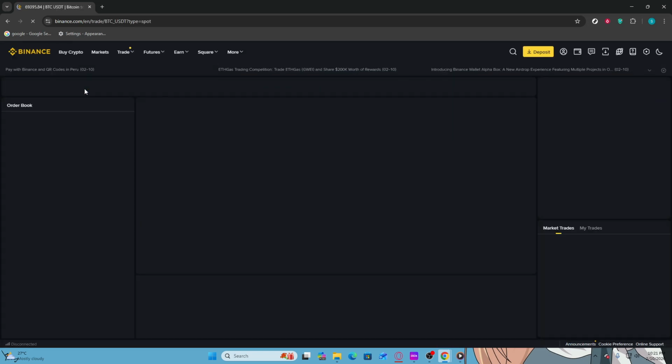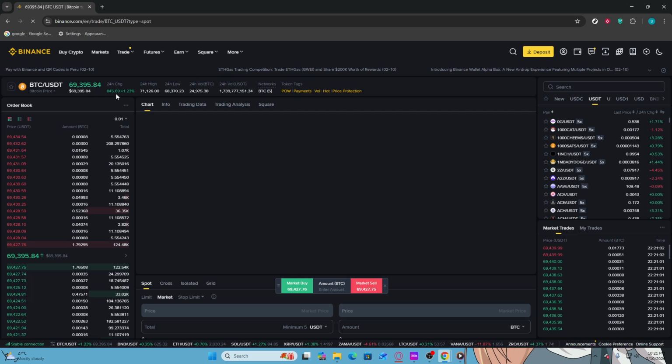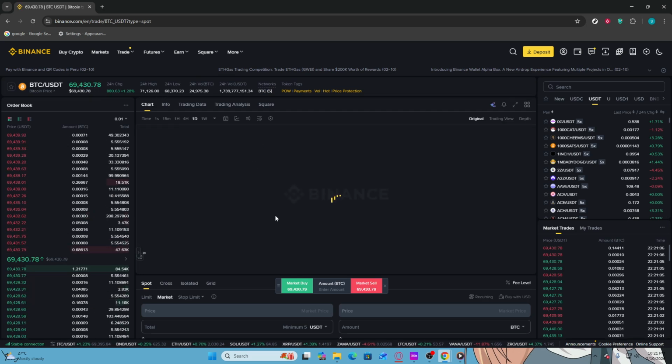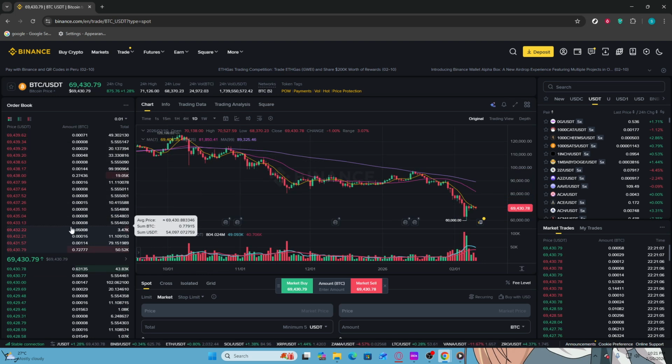After that, click on Spot to access the spot trading section. In this area, you can view real-time market prices and make trades based on current market conditions. Familiarize yourself with the layout, as it will display various trading pairs and relevant market data.